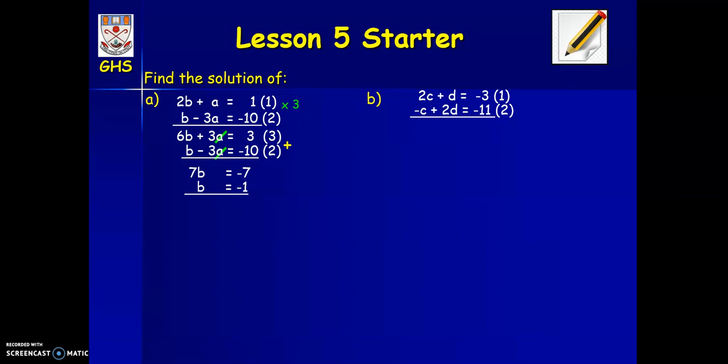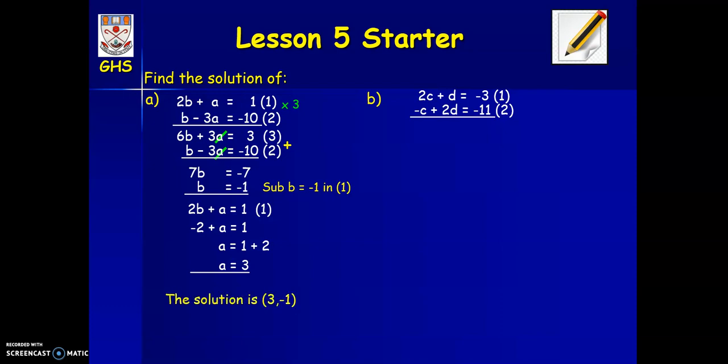Now we need to find the a term, so we substitute b equals negative 1 into one of the original equations. I've chosen equation 1 because I think that's easiest. So equation 1 is 2b add a equals 1. This will become negative 2 add a equals 1. Take the negative 2 over, so a is 1 add 2, and then a equals 3. So our solution is 3, negative 1.